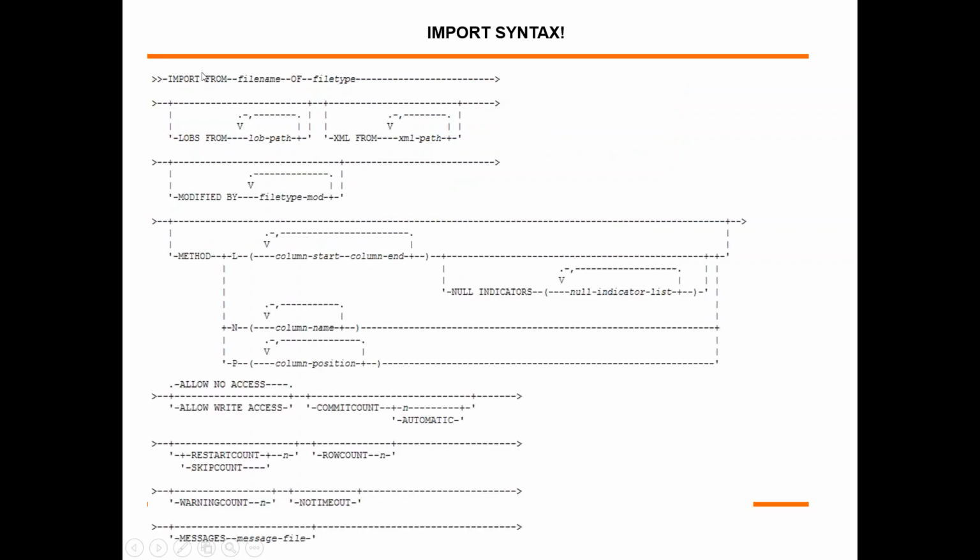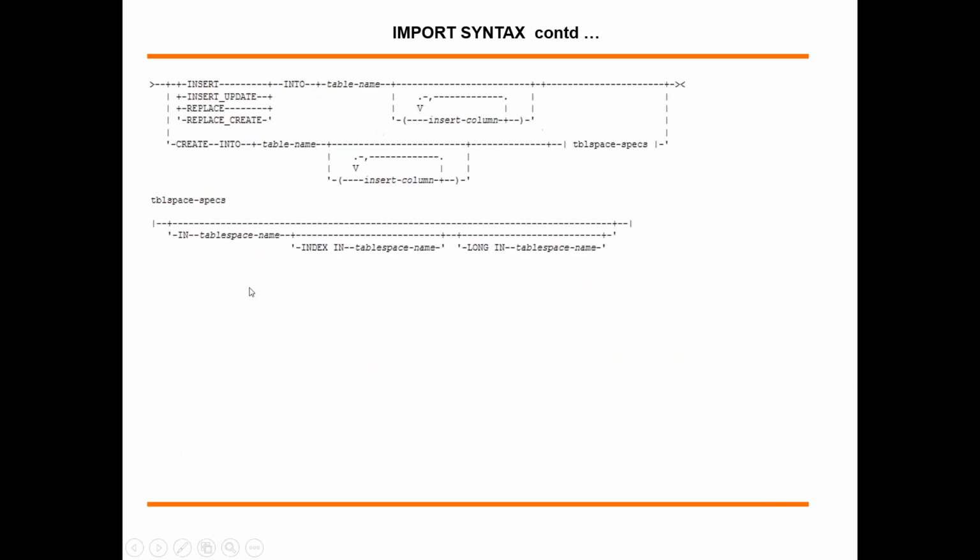All these various options while importing. This might be a little scary syntax at first, but it's very easy. Various options, various controls you want while importing. Do you want to allow access? Do you want to allow no access? You want to restart? There is a warning count. If a failure happens, you might have to start from the previous checkpoint. That's a restart count. At the starting, you might have to skip like 10 records or 20 records. Things like that, all that information you give.